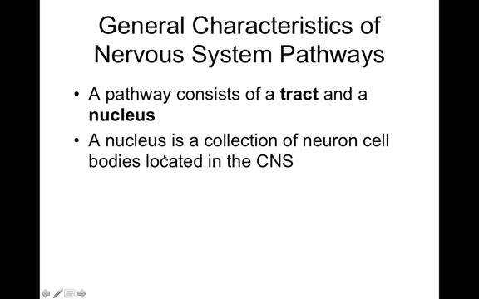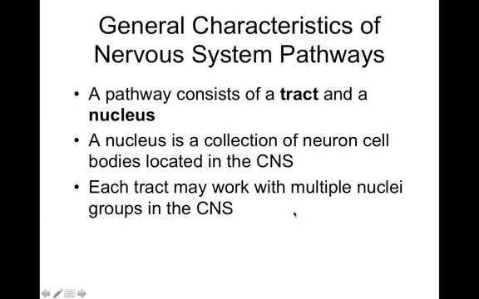Now, the nucleus is a collection of neuron cell bodies in the CNS, and our tract can work with multiple nuclei throughout the CNS. So you might find a nucleus in the spinal cord as well as a nucleus in the brain, and they're connected by tracts.